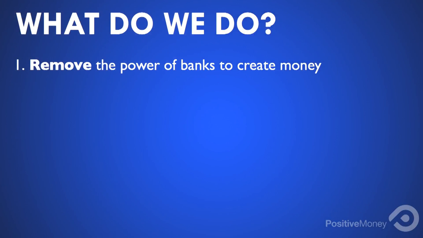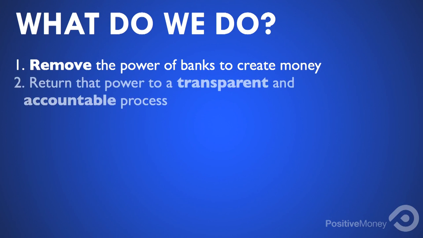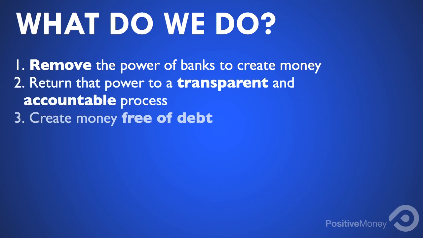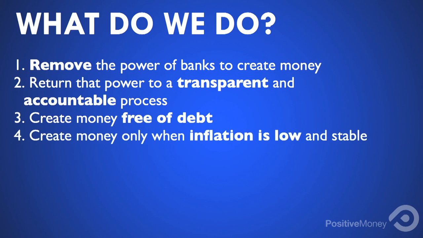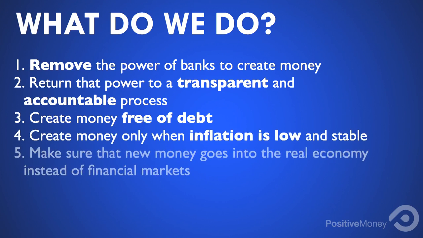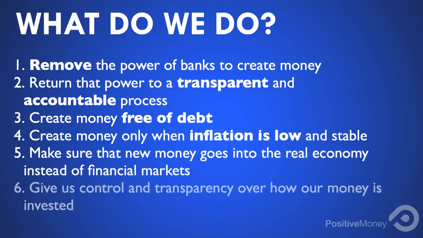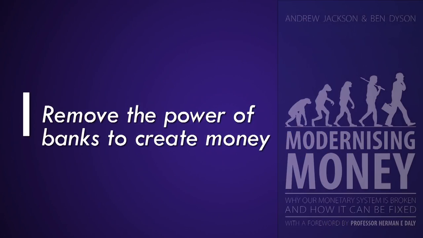Well, I'll take you through these quickly, and then we'll go into a bit more detail on each of them. First thing is that we need to remove the power of banks to create money. We need to return that power to a transparent and accountable process. We have money created free of debt. We create money only when inflation is low and stable. We make sure that any new money goes into the real economy instead of into the financial markets and property. And we give us, as customers of banks and as members of the public, control and transparency over how our money is actually invested.